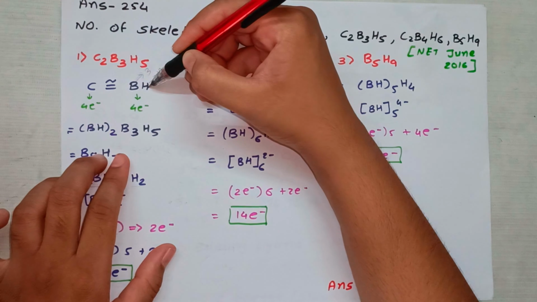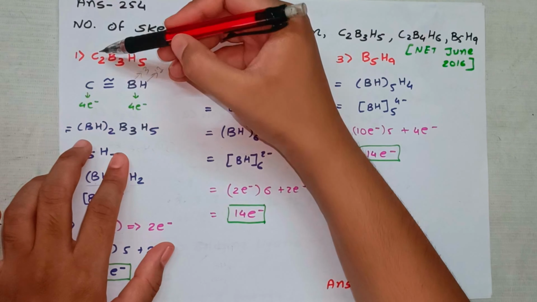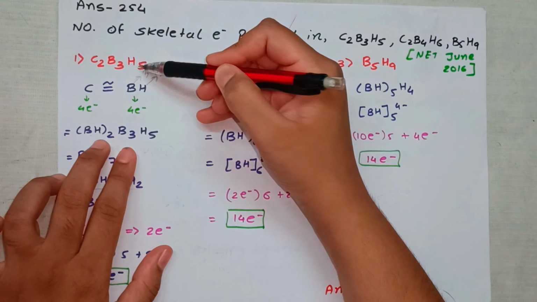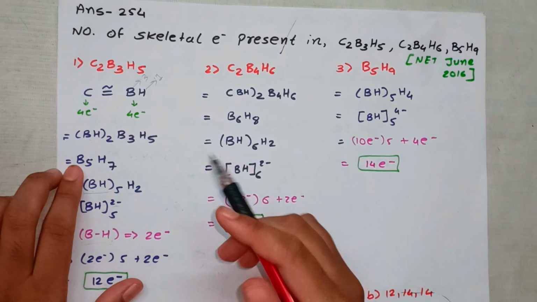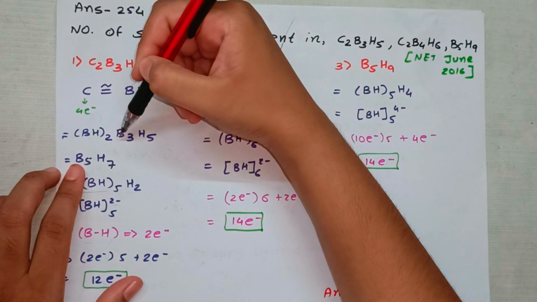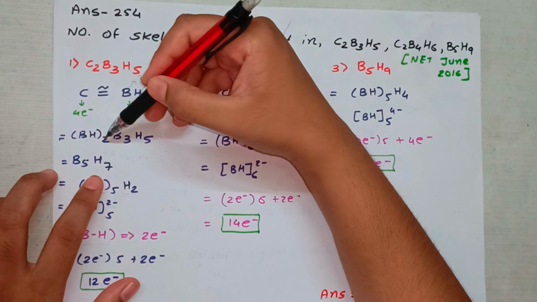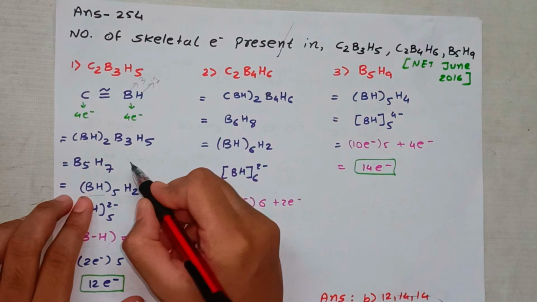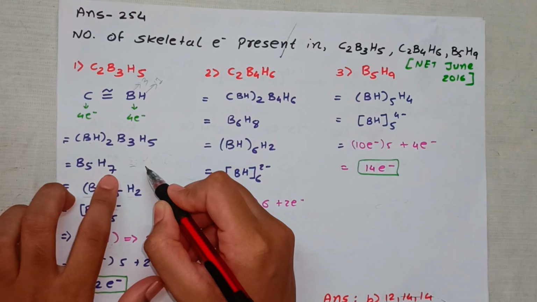So we can say that carbon is equivalent to BH. Now we write BH in place of carbon. So here C2 means BH twice, B3 and H5. Now total boron is 2 and 3, 5, and hydrogen is 2 and 5, 7. So it becomes B5H7, right?